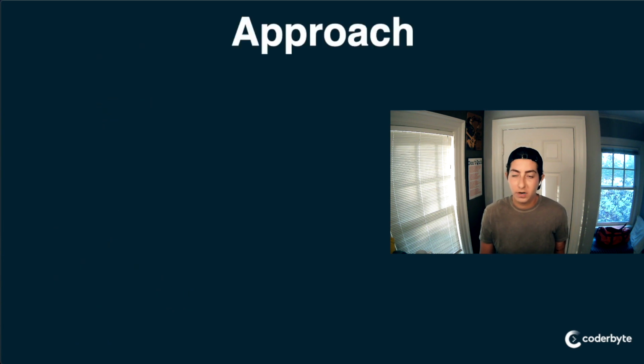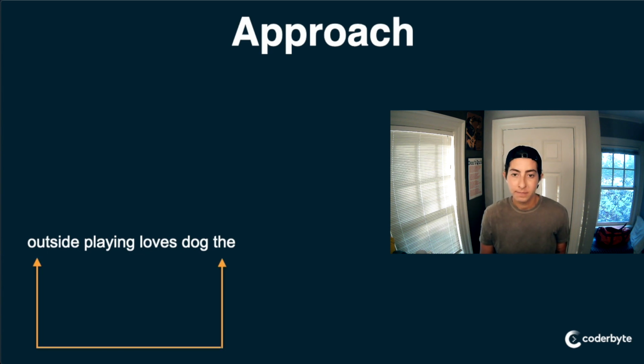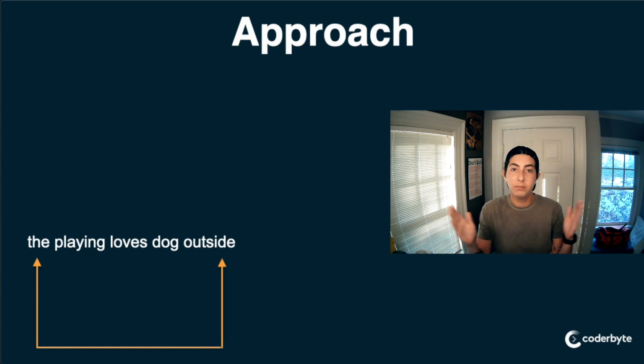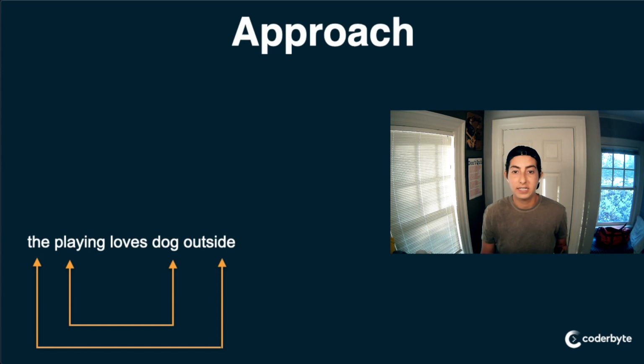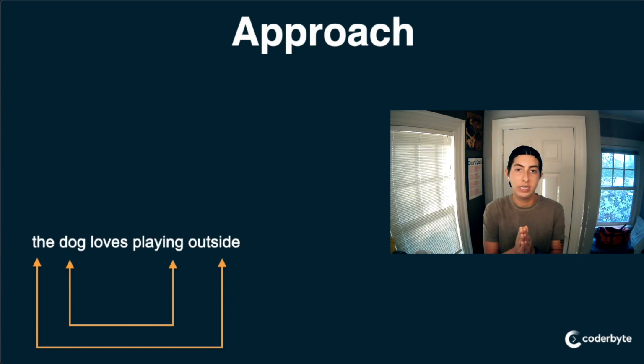So let's talk about an approach here. Here's an example of words not in an array. Let's talk about what we would do intuitively. "Outside playing loves dog the" is "the dog loves playing outside" backwards. To swap things, we might take the last word and the first word and swap them. That would look like "the playing loves dog outside". Then we can do it again. We can move inwards towards the middle and continue to swap things until we get to the middle.